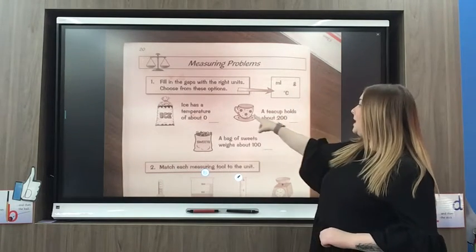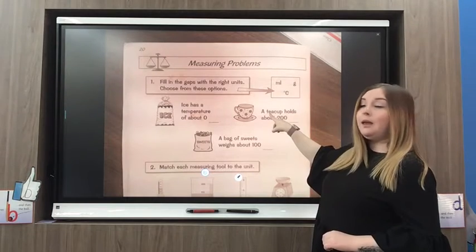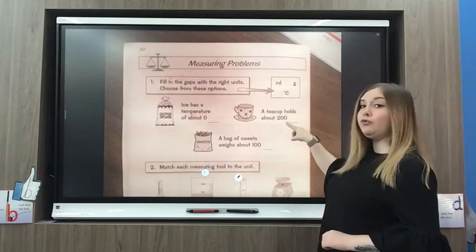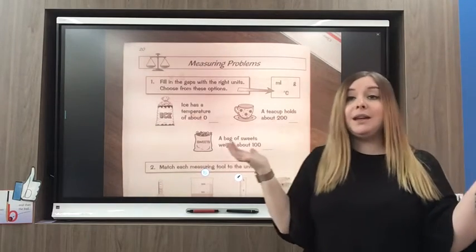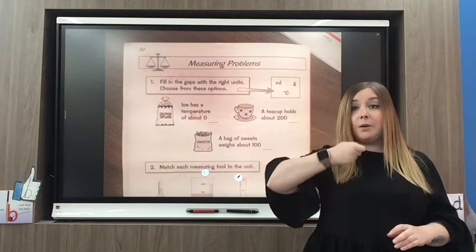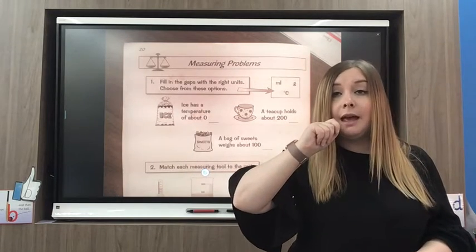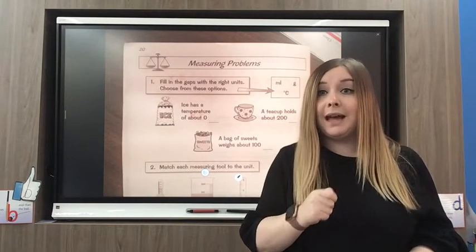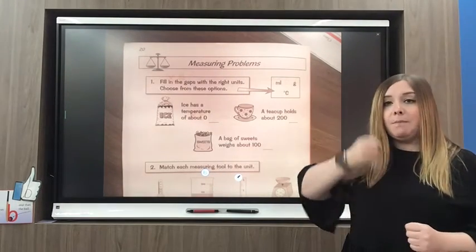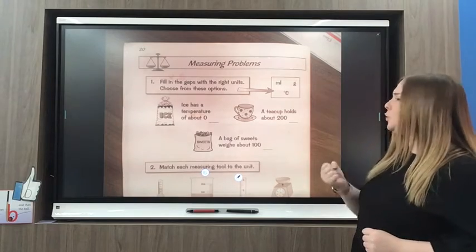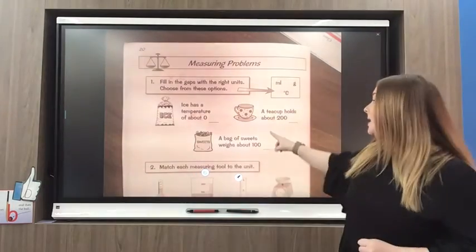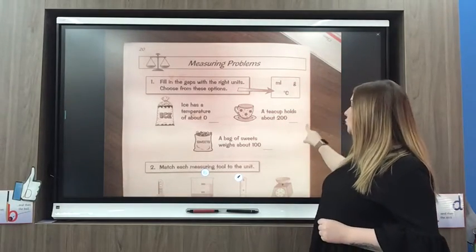Okay, so then if we go here to the teacup, a teacup holds about 200 millilitres. Now in a teacup you'd normally put some tea, and that's something that we drink, isn't it? I know Mr. Griffin is partial to a nice cup of tea. So tea is a liquid, it's something that we drink. So what do we use to measure liquid, year 4? Don't forget to write that answer here next to the 200.